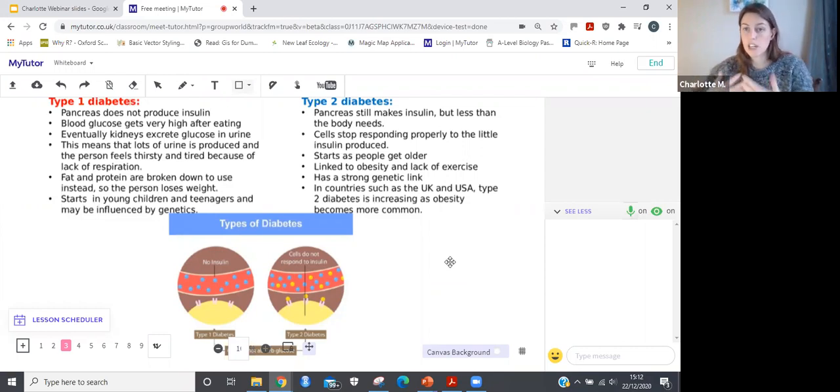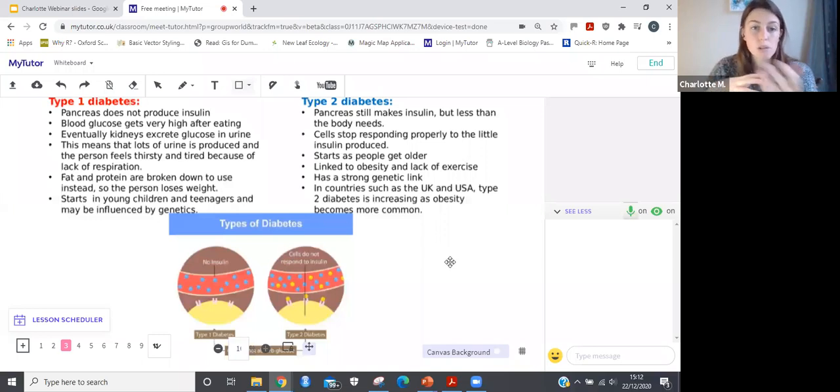Therefore, after you've eaten something, and glucose is something that we get from digestion, after we've eaten a meal, particularly from carbohydrates and from sugars, blood glucose gets very high if you don't have that insulin present to help move it into the body cells. Eventually, the blood glucose gets so high that the kidneys start to excrete it in urine. And alongside the glucose, the kidneys also need to excrete water. So lots of urine is produced, and the person then feels very thirsty and tired because they've lost lots of water, and they've also not got the glucose in their cells for respiration. So you feel very tired, you don't have the energy to do anything.